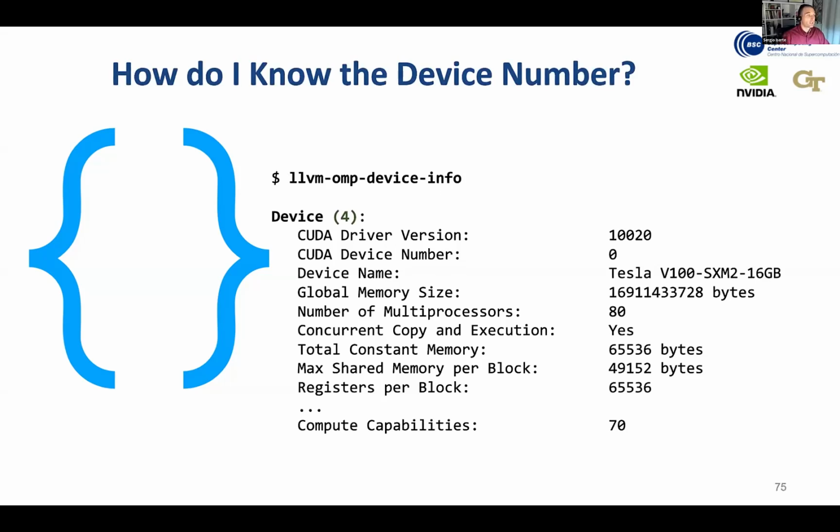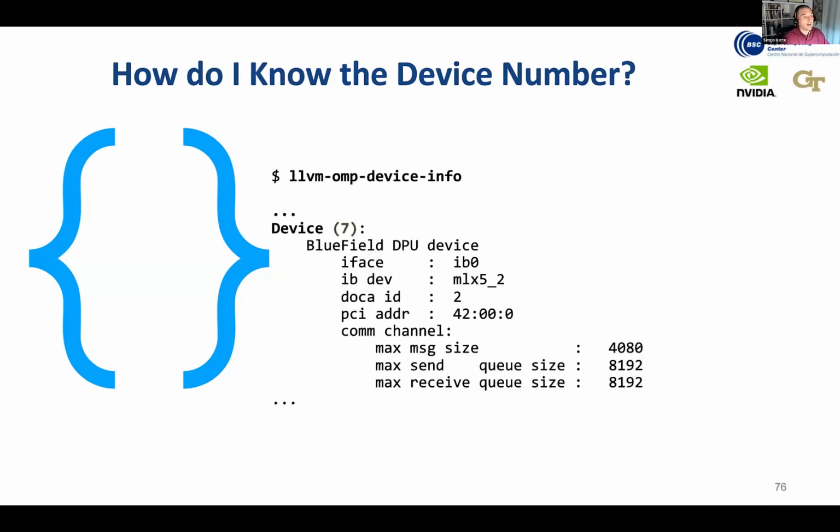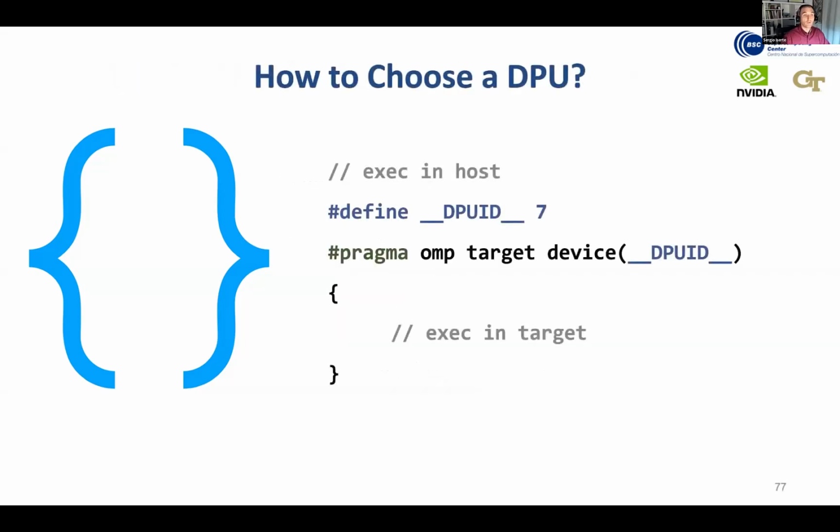We can discover which devices we have in the system using LLVM OMP device info. In this example, in this system, we have a V100 as device 4. But also in this system, we have a BlueField DPU as device 7. So if we want to offload to the DPU, it's as easy as setting the device ID in the pragma omp target directive.